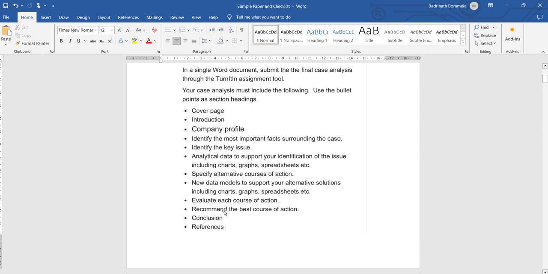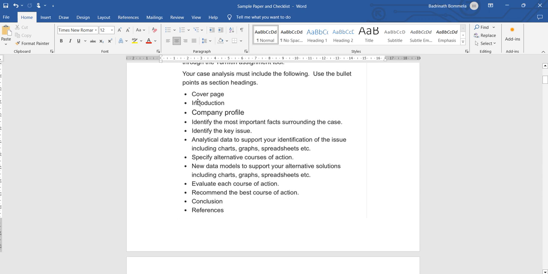These headings should be changed according to your requirement. For example, instead of taking alternative courses of action, you can mention this as alternative solutions to the problem. So you can modify these headings, but the requirements have to be met according to the structure that is mentioned over here.